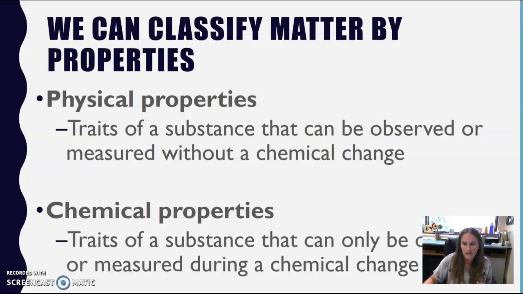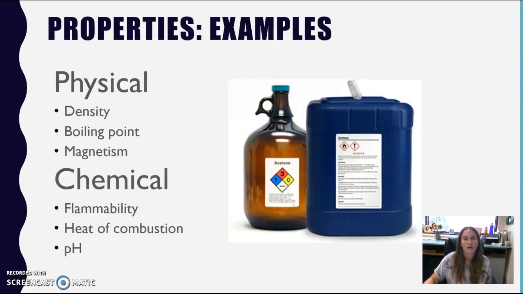A chemical property is very similar in definition, except we can only observe or measure it during that chemical change, also known as a chemical reaction. So the chemical reaction has to take place in order to observe or measure it. So here's an example, flammability. If I tell you that something is flammable, we can only test or measure that by causing it to engage in that particular chemical change. So by saying it's flammable, I'm talking about its ability to engage in a chemical change and become a new substance.